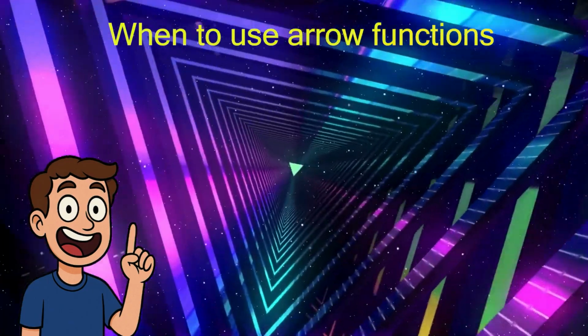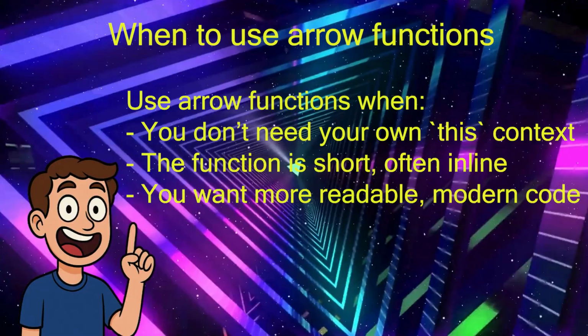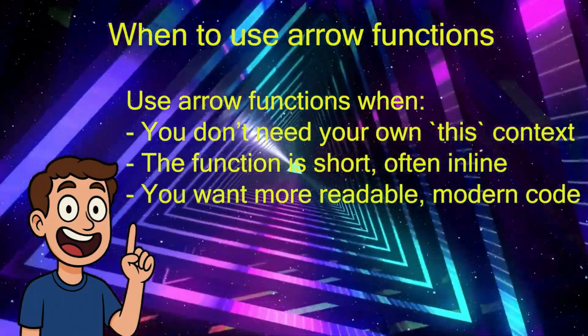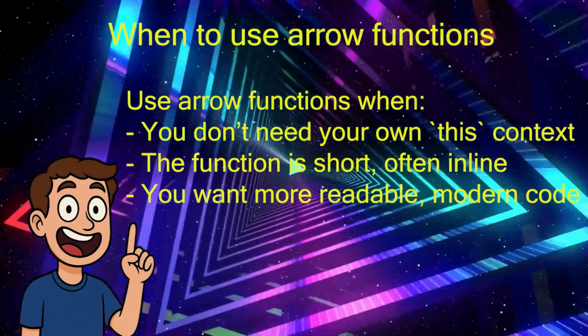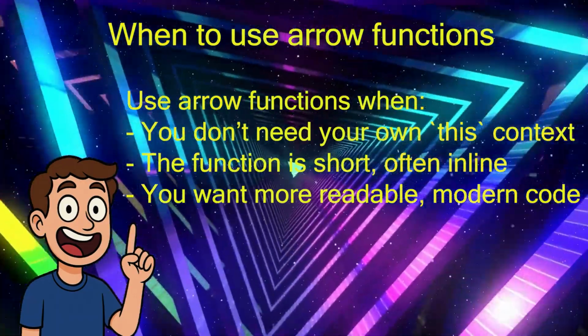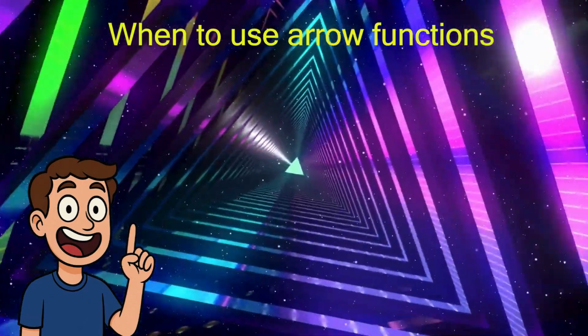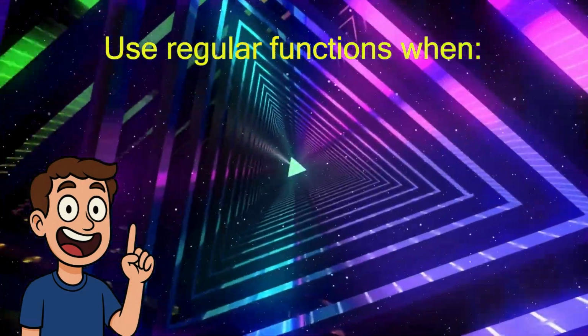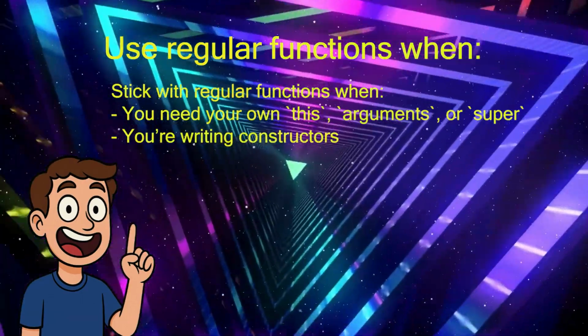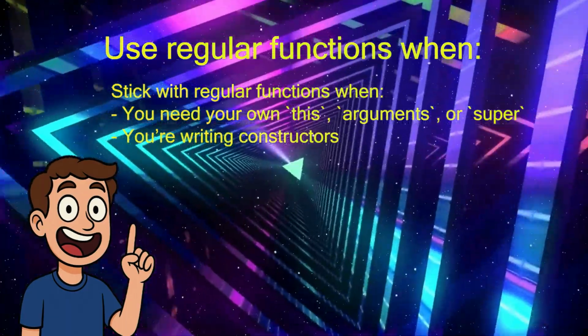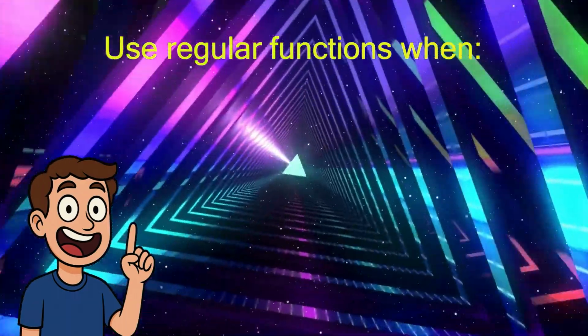When to use arrow functions. Use arrow functions when you don't need your own this context, the function is short, often inline, and you want more readable, modern code. Stick with regular functions when you need your own this, arguments, or super, and when you're writing constructors.